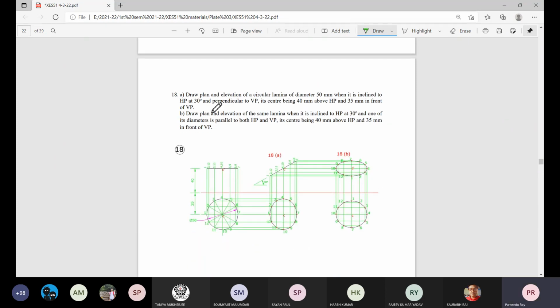These informations you have to understand as a whole: draw planar elevation of a circular lamina of diameter 50 millimeter when it is inclined to HP by 30 degree and perpendicular to VP. So we start from this horizontal position of the circular plate. Then it is a straight line in elevation when it is parallel to HP, and in plan it will be a complete circle.